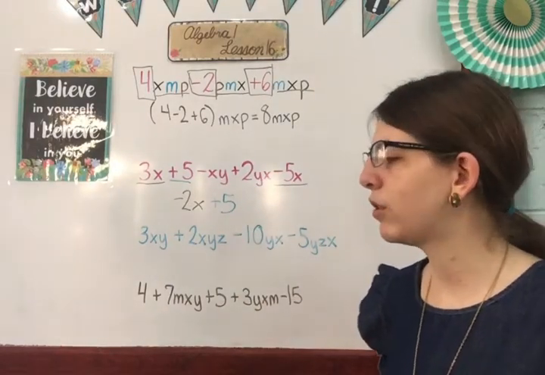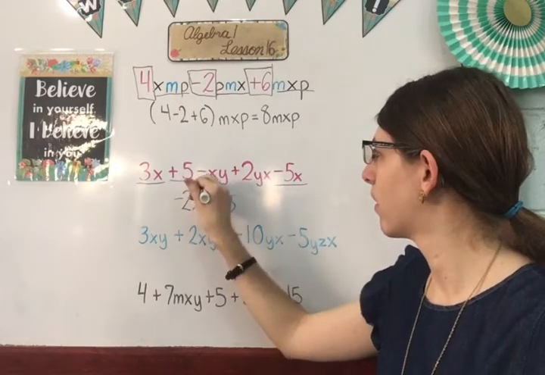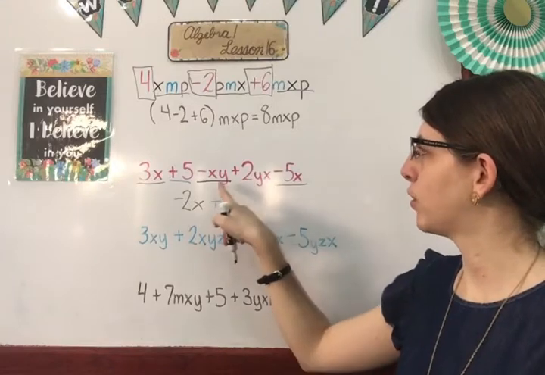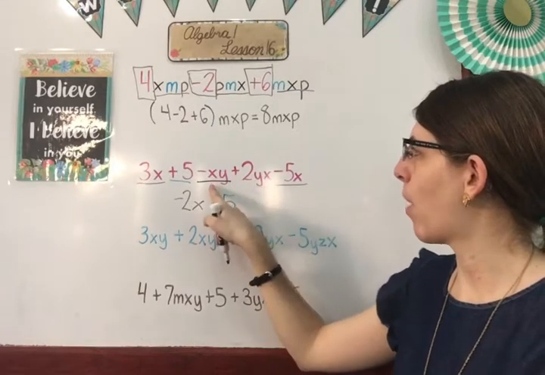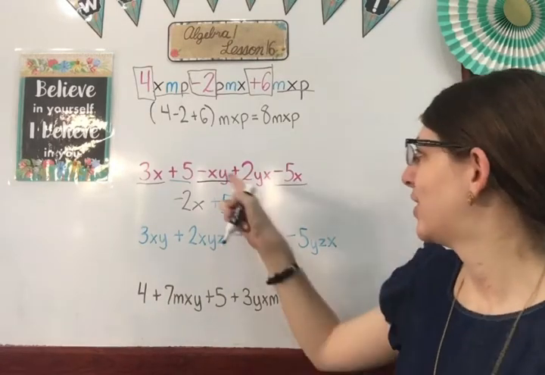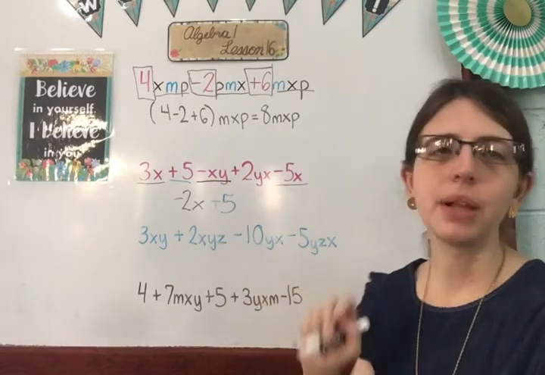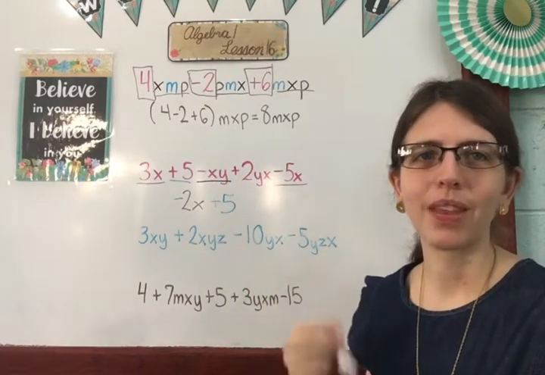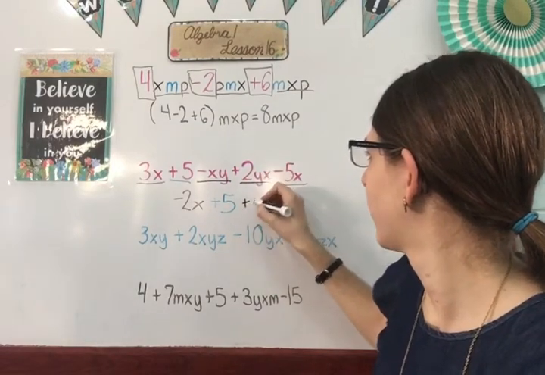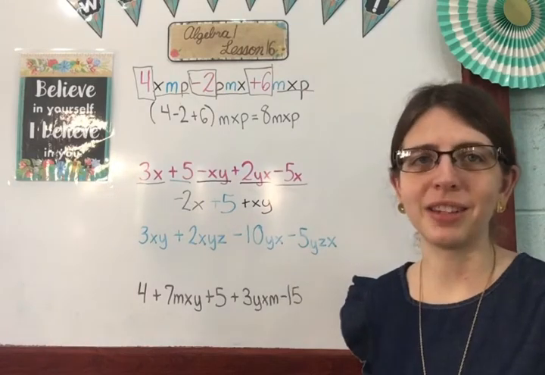Okay, now let's go to the negative xy. Positive 2yx. Well, there's one y, one y. 1x, 1x. So yes, they are like terms. So negative xy plus 2yx, that's a negative 1 plus 2, positive 1. So it is plus xy, or you could say plus yx, it doesn't matter.